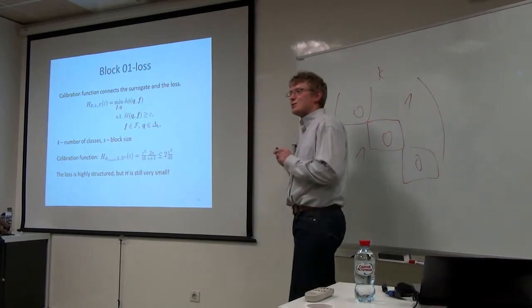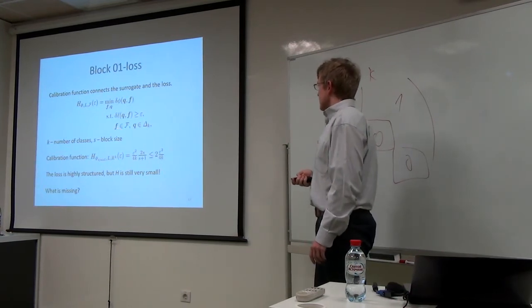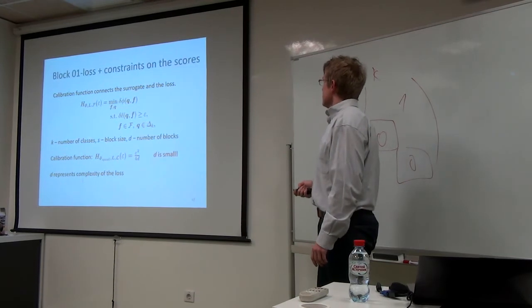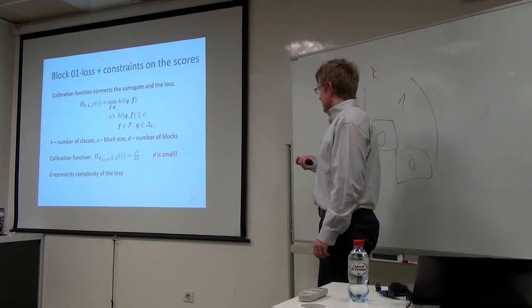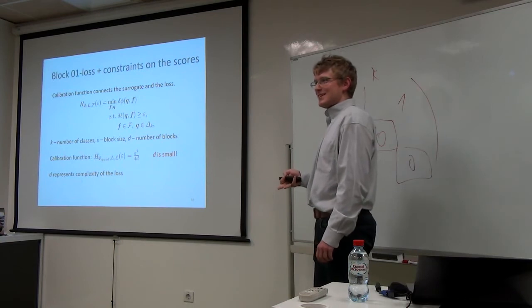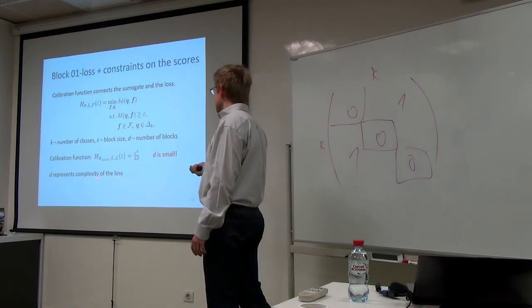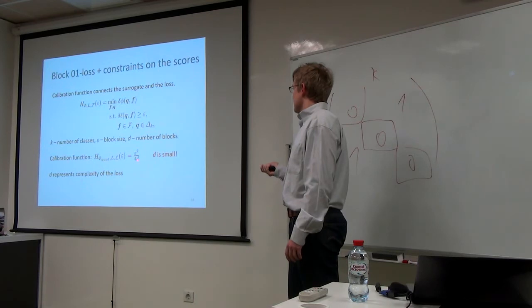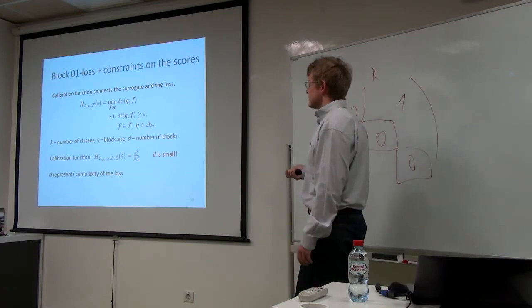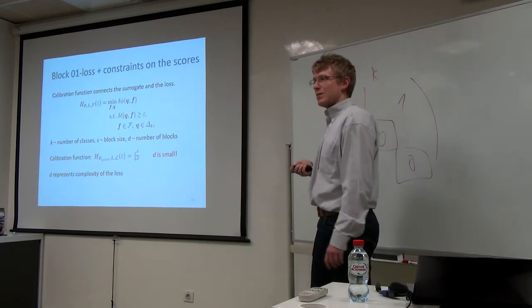We are going to use a more specialized surrogate. That's exactly what's missing. If we add constraints on the scores such that we require that the scores live in the span of the loss matrix, so scores within the blocks are always equal, then we get exactly what we want. The calibration function becomes O of 1 over D, where D is the number of blocks, which is an effective measure of the complexity.